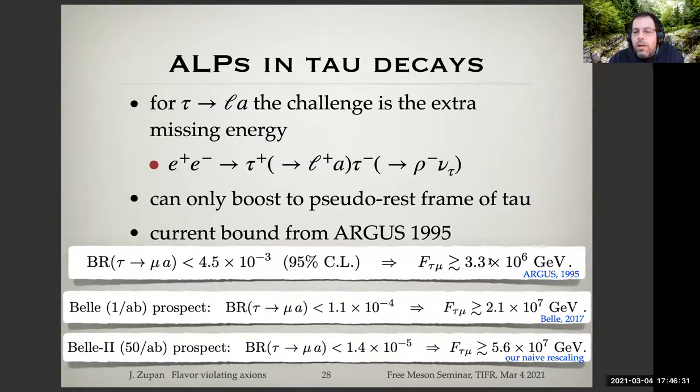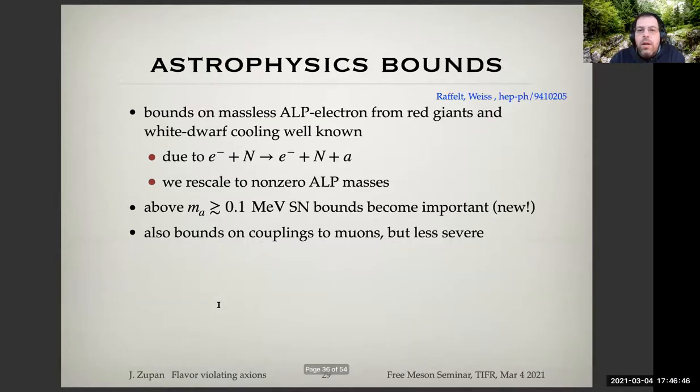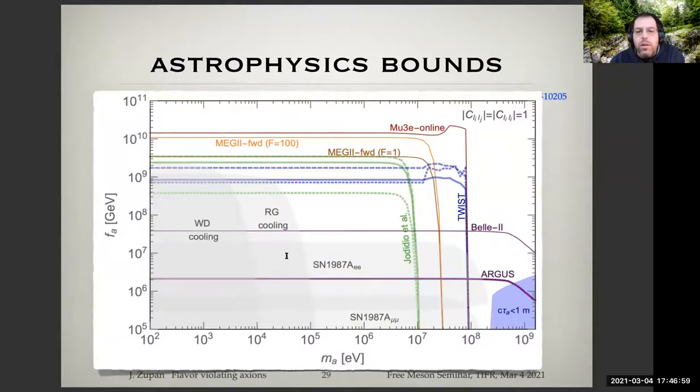The bounds are coming from a very old experiment. So it's from 95. There were no searches done at Belle or BaBar, just prospects. So we also rescaled these astrophysics bounds. These are these gray regions. Maybe I'll just skip the details here.